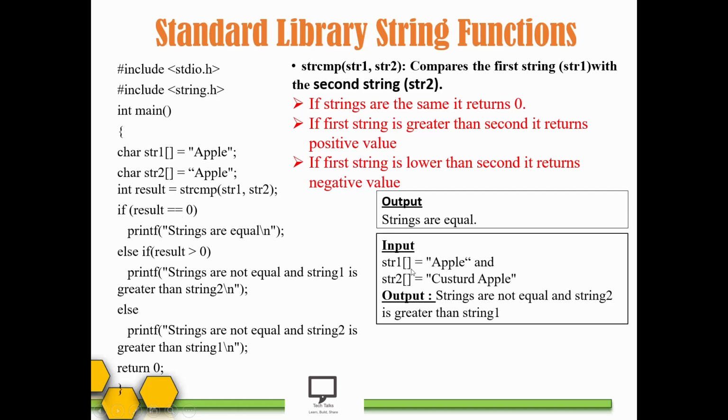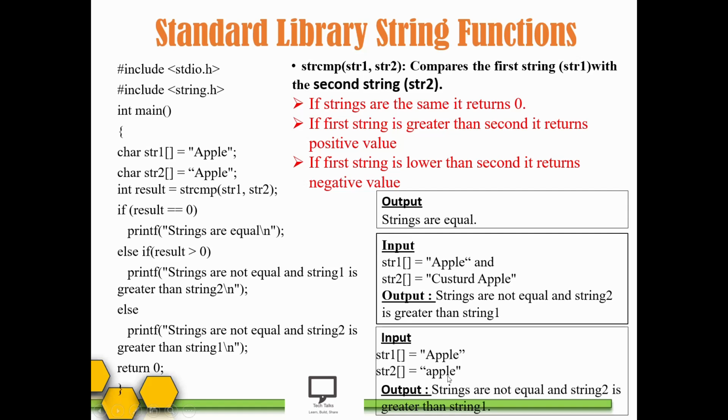But if we take the first string as input apple and the second string as input custard apple, then you can see that obviously both strings are unequal and string 2 is greater than string 1. In another example, both have the same meaning, apple and apple, but it will show that the strings are not equal and string 2 is greater than string 1. Why? Because the second string is starting with a small a, and the first string is starting with a capital A.